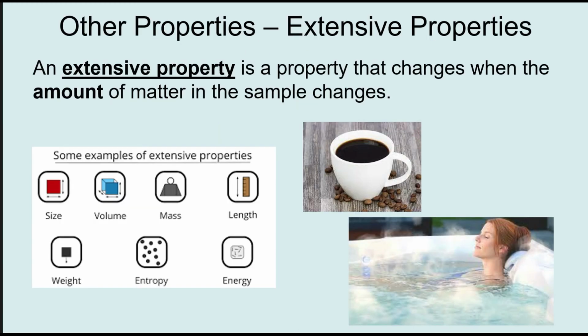There are some other properties that we have to consider when we talk about chemistry. Extensive properties are properties that change when the amount of matter in the sample changes, and we've got some examples like size. The property of size changes when the amount of matter changes. That's pretty simple. The most important one, or one of the most important ones, is energy. Think about a cup of coffee. How quickly will coffee cool down? It's going to cool down a lot faster than a bathtub full of water because there's more matter. So energy is also an extensive property.